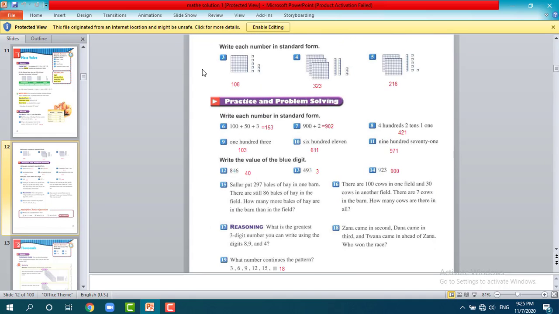Now students, on page 5 we have some equations, and we write each number in standard form. Students, from equation 3 to 5 we have some shapes and we are using these shapes to write the number in standard form.